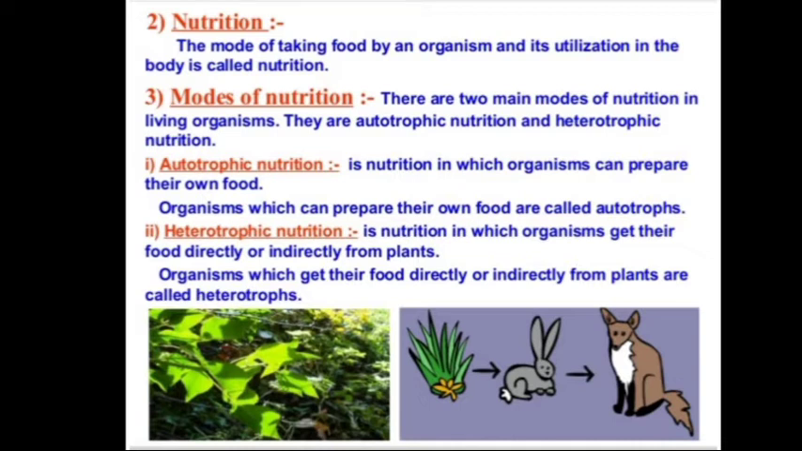Heterotrophic nutrition is nutrition in which organisms get their food directly or indirectly from plants. Organisms which get their food directly or indirectly from plants are called heterotrophs. They can also be divided into two: hetero and troph. Hetero means other, troph means nourishment.